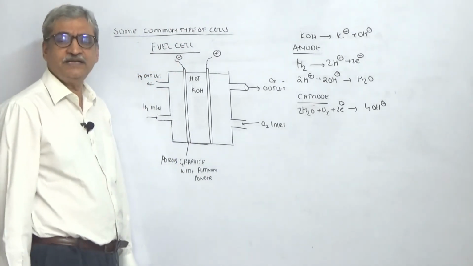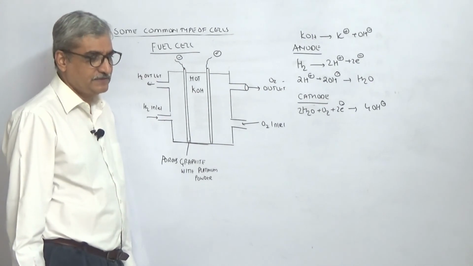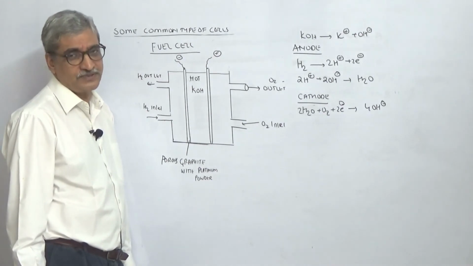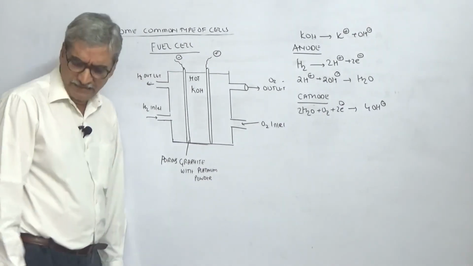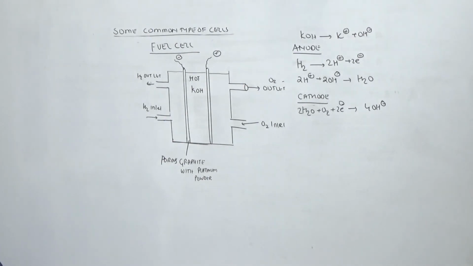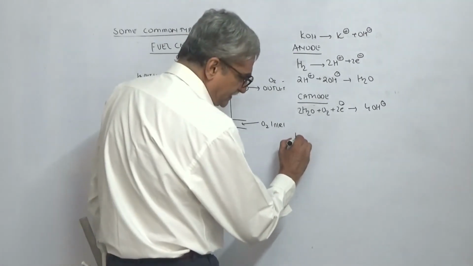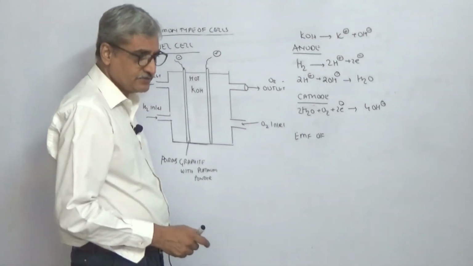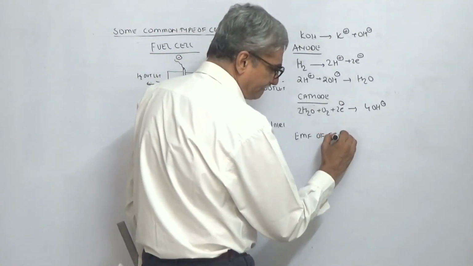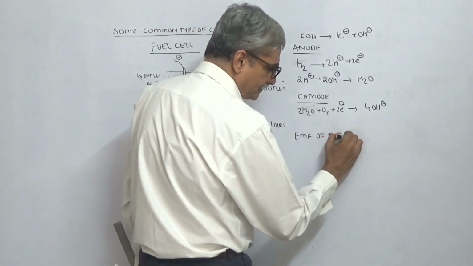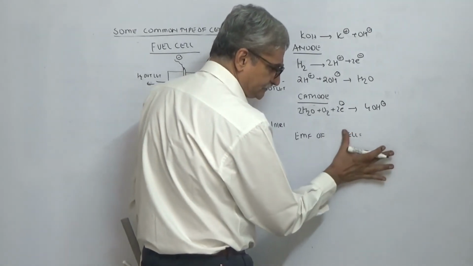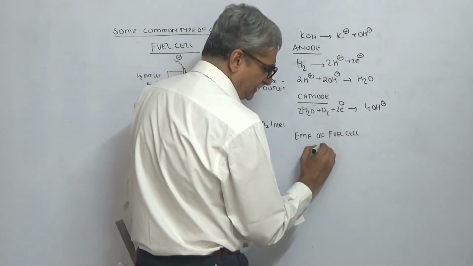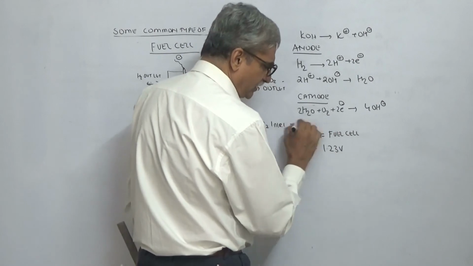So this is the advantage of the fuel cell. What is the advantage? You are using gases which are non-poisonous. The product formed is also non-poisonous. It's clear. The EMF of this cell is about 1.23 volts. This has been asked, so the EMF of the cell can be an MCQ. The EMF of the fuel cell is 1.23 volt.